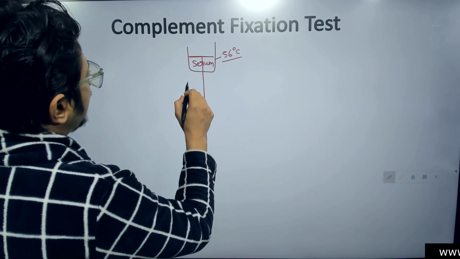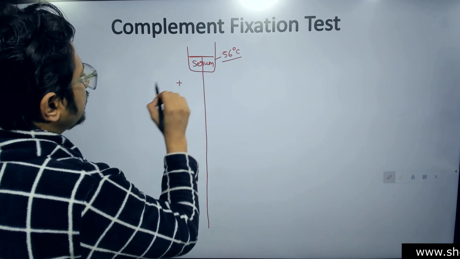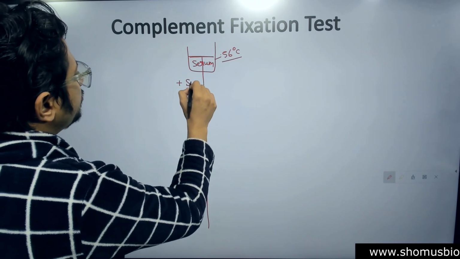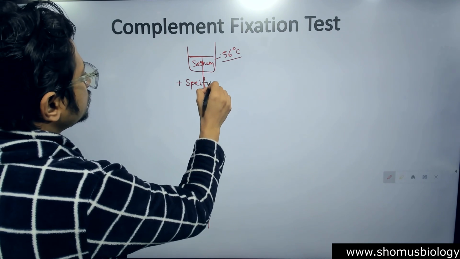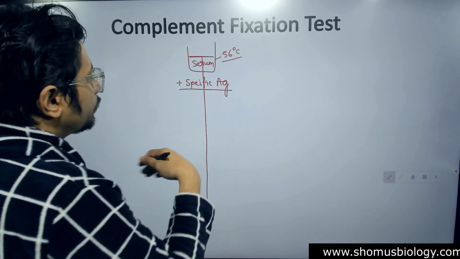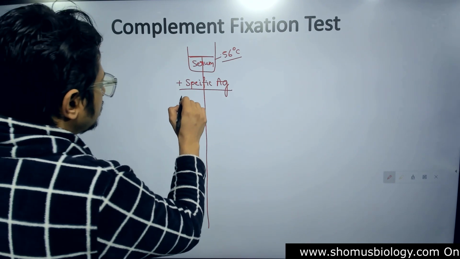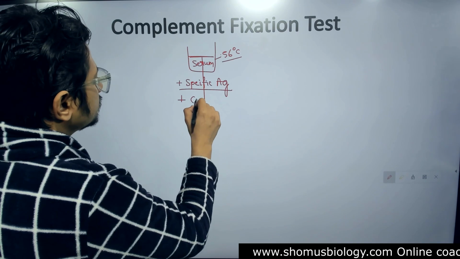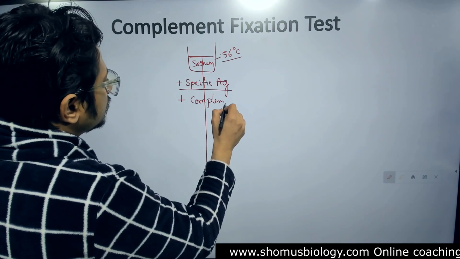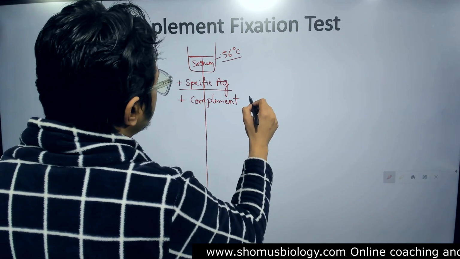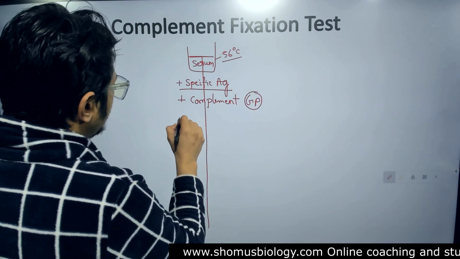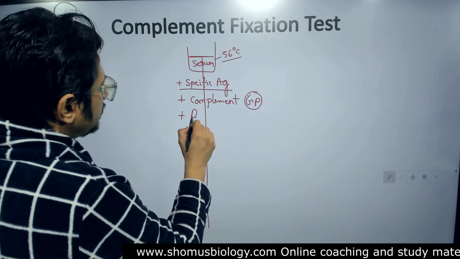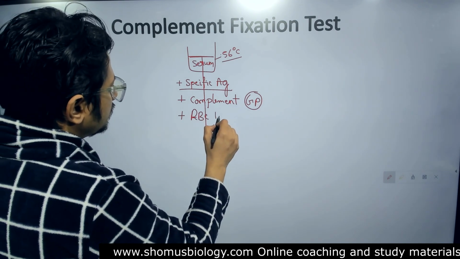Now the reagent that we add, what does it carry? Let me write it down. It carries the specific antigen, meaning the known antigen that we are trying to detect antibodies for. So we add the known antigen, then complement protein from guinea pig, and then we add RBC with hemolysin.